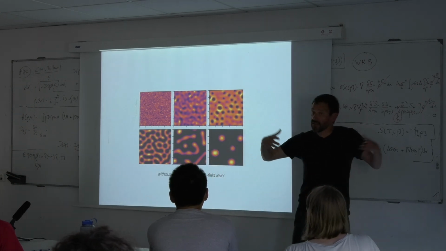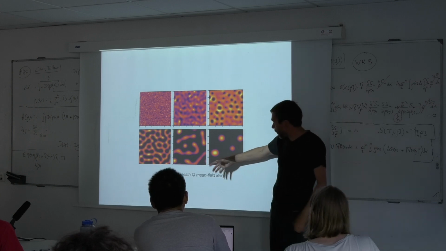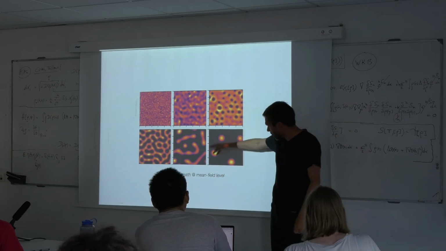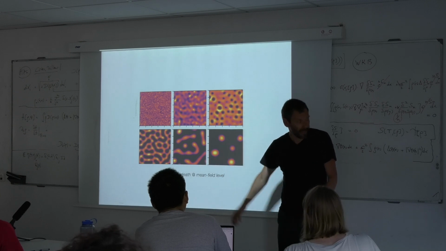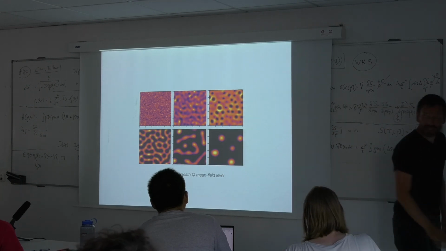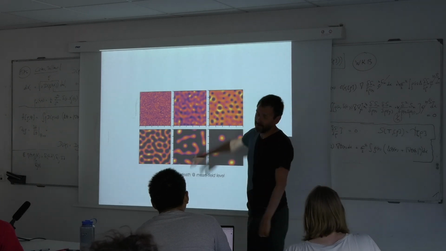Okay, if the system size is infinite, it would really be Ostwald ripening, with a growing length scale, but think about it as a system of bacteria. Okay? Now, here is what happens. So, this is at mean field level.